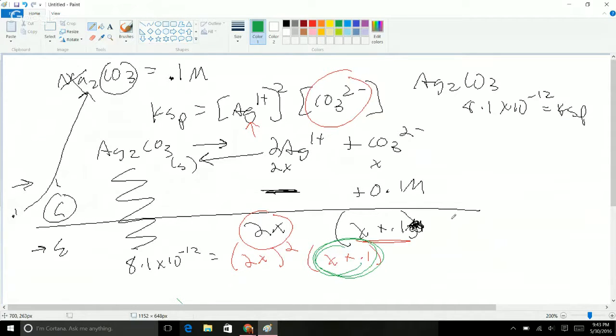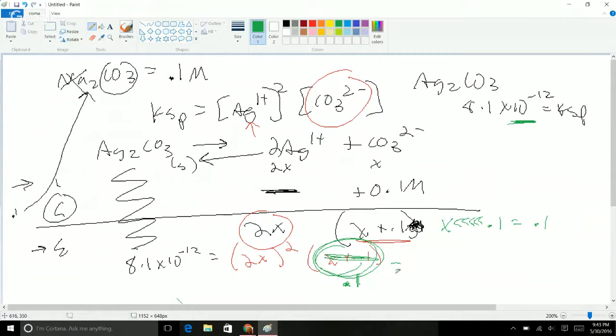So we have to say to ourselves, we have x and we have 0.1. Which one is bigger? Well, my x is dependent on my Ksp, and my Ksp is super, super small, which means very, very few ions are actually dissolved inside here. So my x is freakishly small. This is much, much less than 0.1. It is so much less than 0.1 that, sig fig wise, it doesn't even matter. So that's how we can say that x plus 0.1 is really just equal to 0.1. 0.1 is what I'm changing this to.